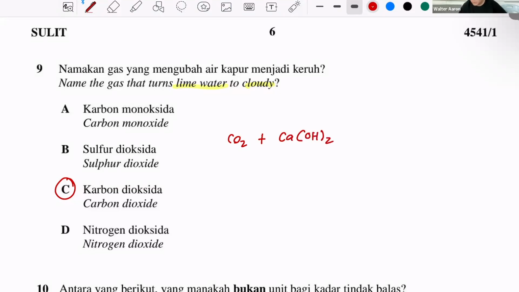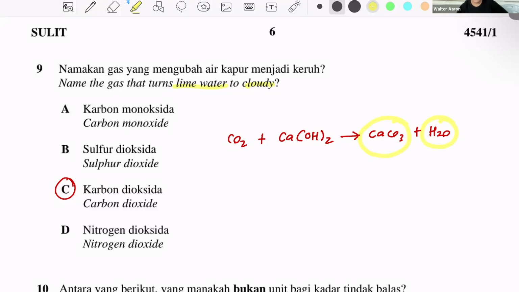So if you were to react carbon dioxide, which is acidic, with a base such as calcium hydroxide, you'll be able to produce calcium carbonate, which is a type of insoluble salt, and you'll be able to produce water as well. So no matter what happens here, you'll technically have calcium carbonate being produced. And because calcium carbonate does not dissolve in water, it is a non-soluble salt. So therefore, it will precipitate out inside the beaker, technically.